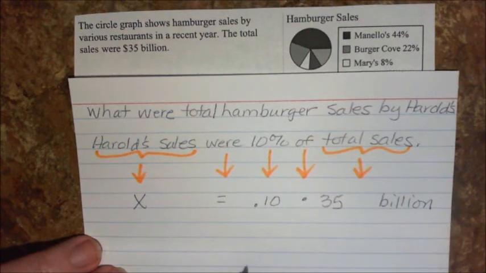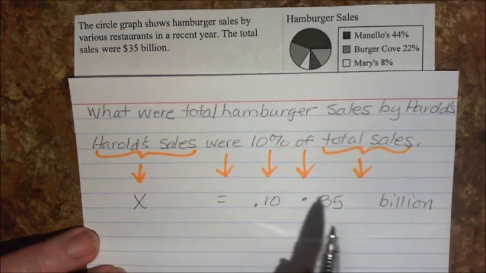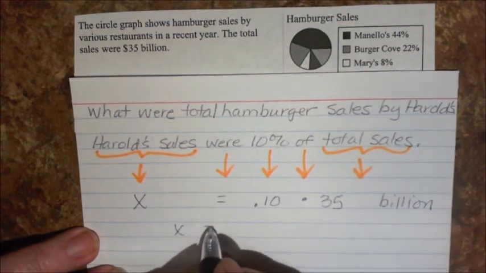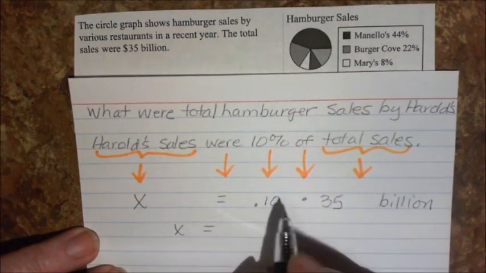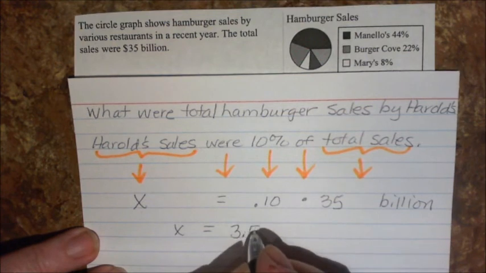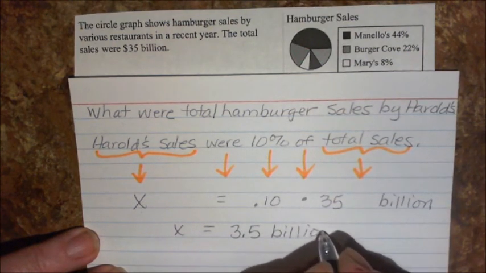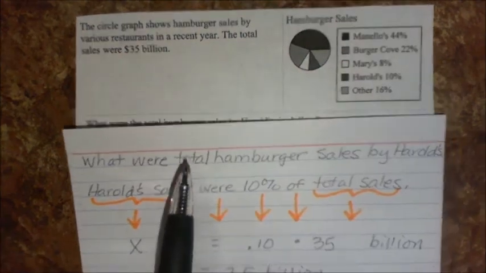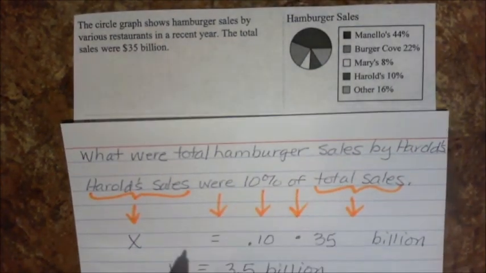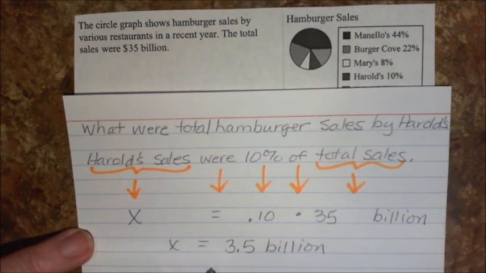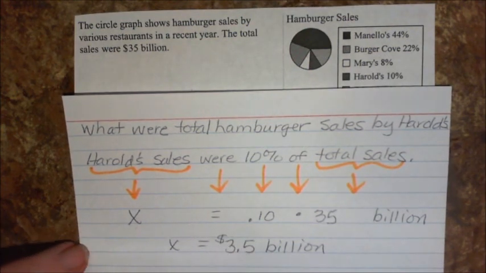Alright, now X is isolated. We just have to do the math on the other side. So we do that math. X is equal to 3.5, and we'll bring the word billion. 3.5 billion. And there was another word in here, it says in dollars, so I think we might put the dollar sign right here, $3.5 billion.